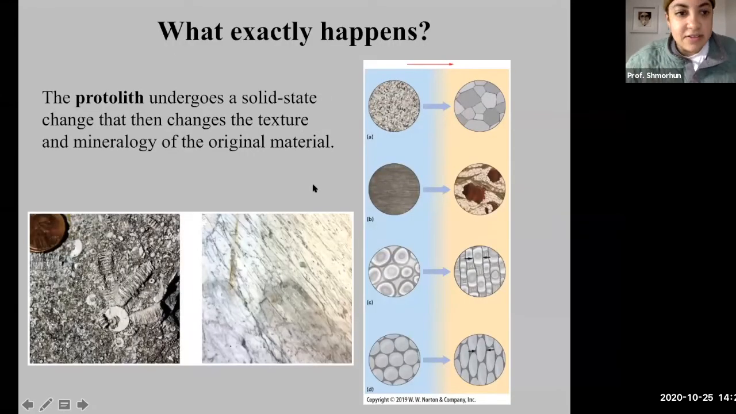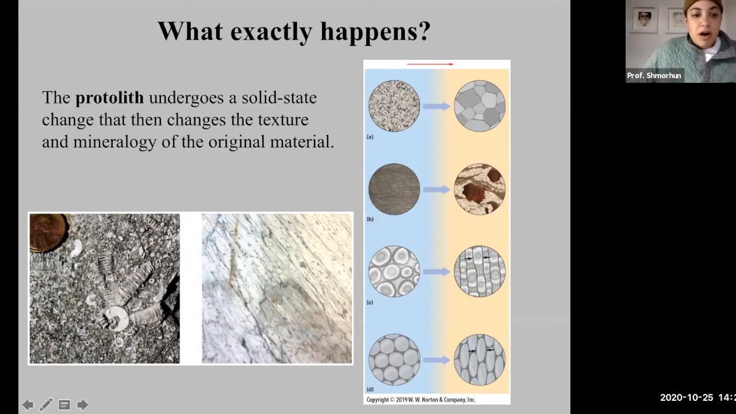So what exactly happens? That beginning rock, that solid rock that then gets subjected to temperatures and pressures, changes as a result of heat and pressure. That beginning rock, we call that the parent rock or the protolith. Now, that protolith can either be a sedimentary rock or an igneous rock. And in some cases, it can also be metamorphic rock that will then undergo another process of metamorphism. What happens regardless of that protolith, the parent rock, when it's subjected to heat and pressure, it can change the texture and thus the mineralogy of the original material.